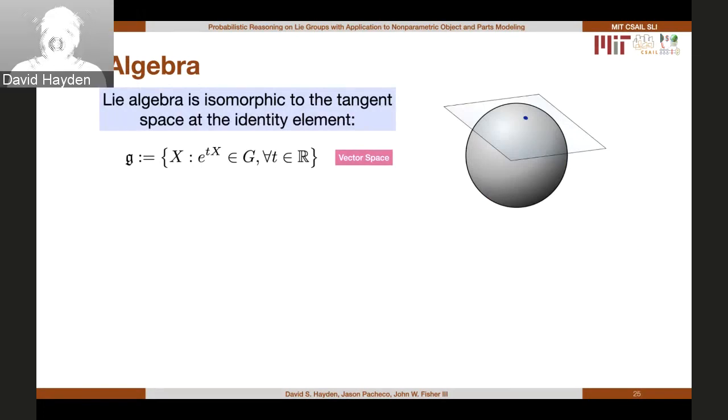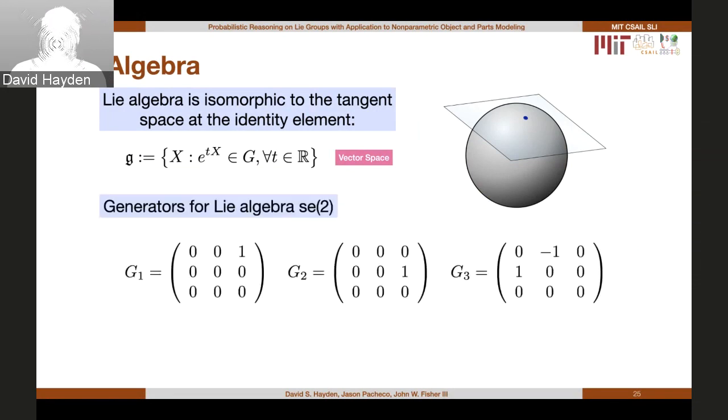So that gives us a way to map to and from what's called the Lie algebra that's associated with the Lie group. And the Lie algebra is defined about the identity element of the Lie group. The identity element for SE2 or SE3 is the element that has no rotation and no translation. And we can roughly define the Lie algebra as the set of all X such that the exponential map of that X times some real parameter is an element of the Lie group.